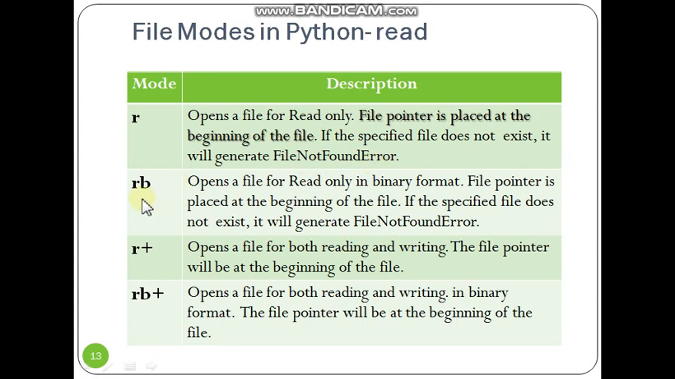Then next is RB. RB means binary file format: opening a binary file for read purpose. If you just represent R, it means a text file. But if you represent it with B, it denotes a binary file. Just like we already said, the file pointer will be at the beginning, and if the file does not exist, it will show the file not found error.